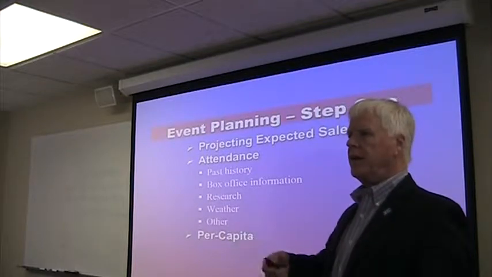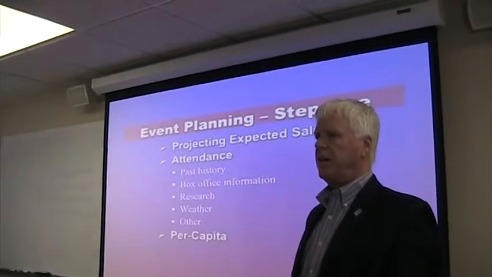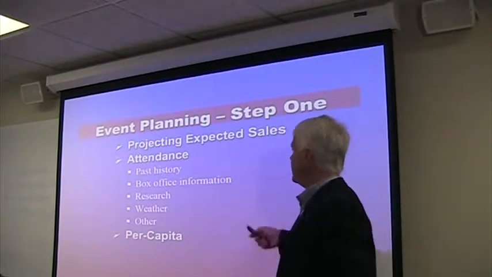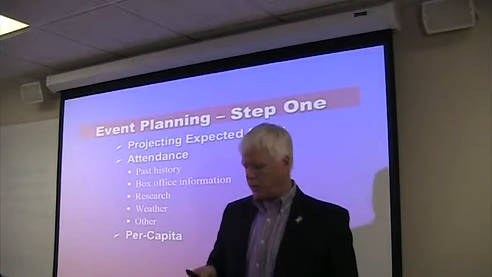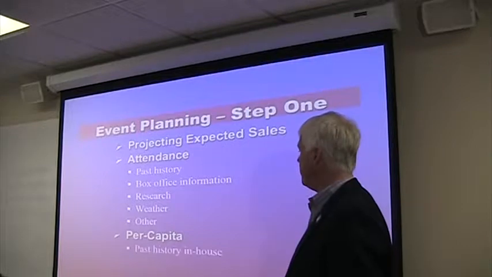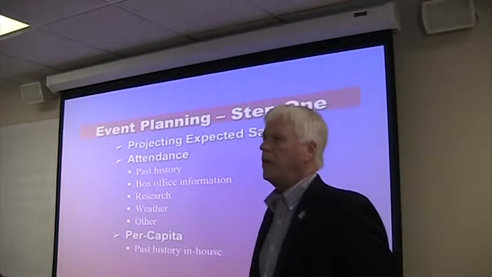Then we said after we know the attendance, what do we need to know? Per capita. And what was the per capita for the event? $7. So if we took the attendance times per capita, how much money do we expect to make? 70,000. And how did we get to the $7 per capita?